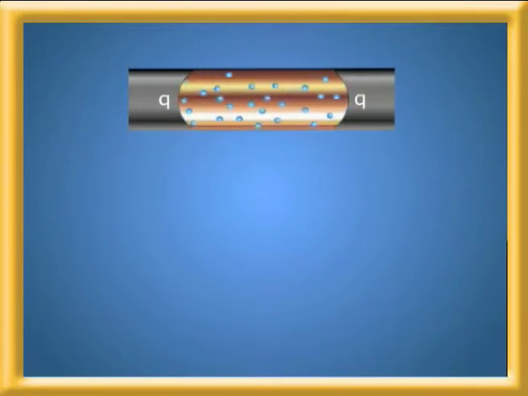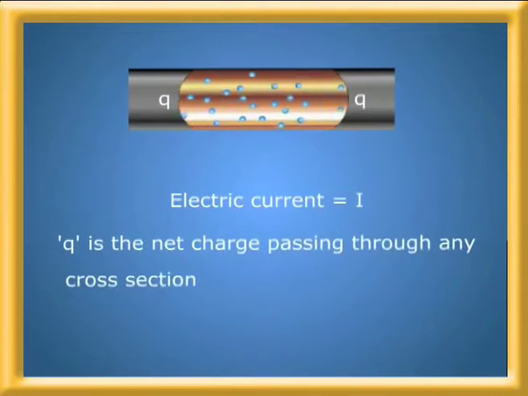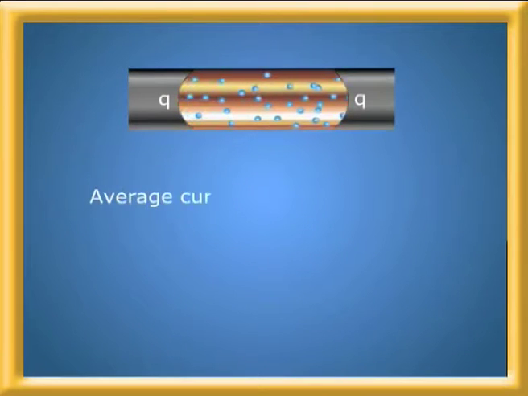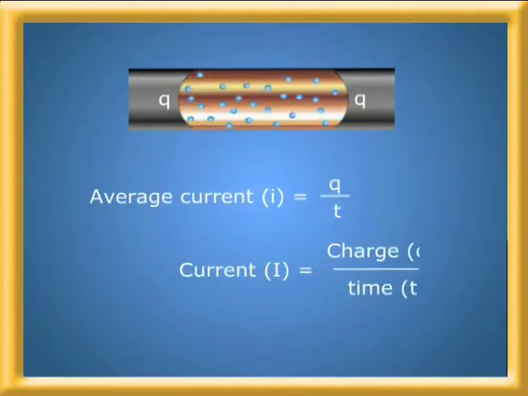The rate of flow of charges is known as electric current. It is denoted by I. If Q is the net charge passing through any cross section of a conductor in a time t, then average current I is equal to Q by t. Current I is equal to charge Q divided by time t.